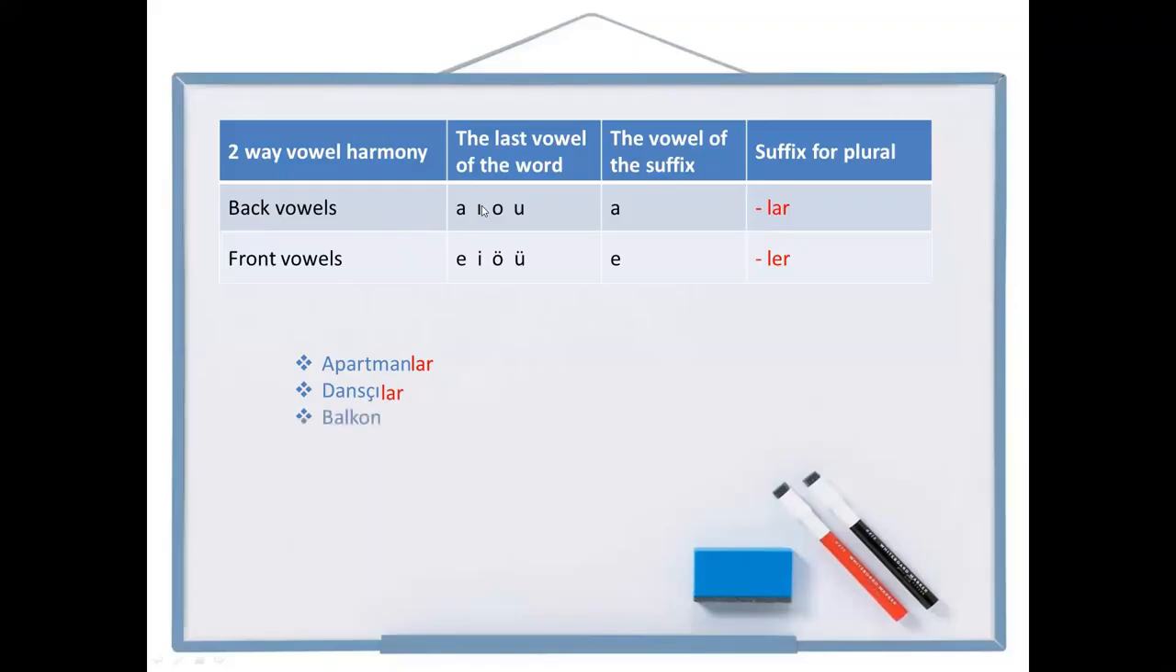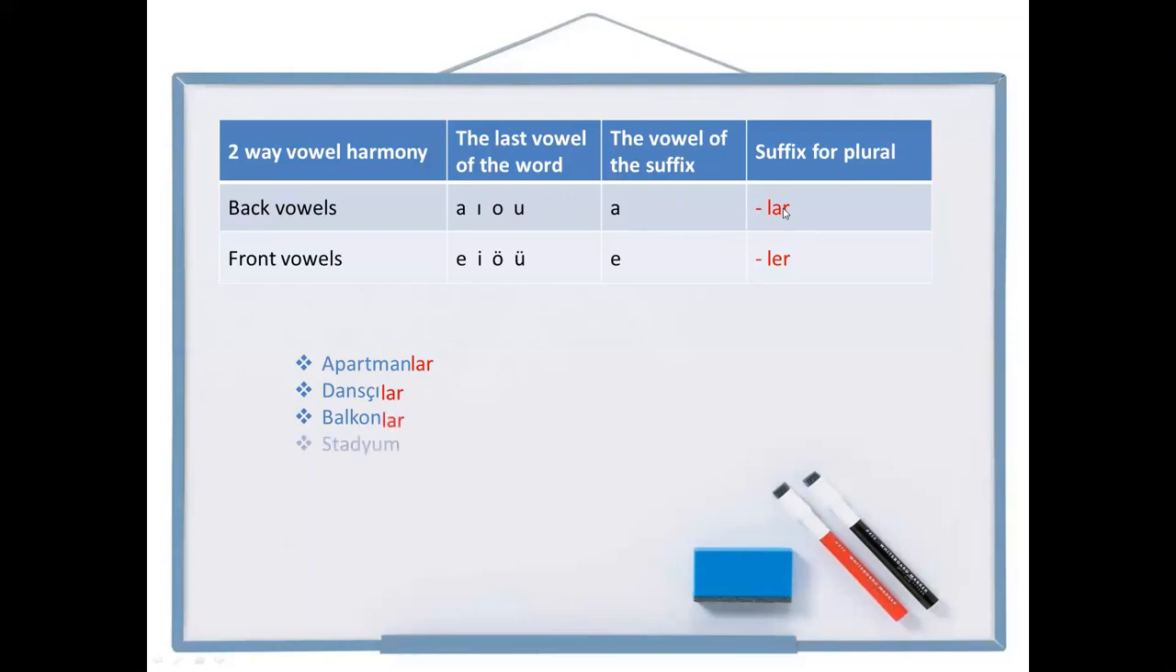Next one, balkon. Balcony. Balkon. But I want to write it in plural form. So is it going to be balkonlar or balkonler? Let's take a look at the last vowel. It is O. O is a back vowel, so it has to be lar because there is a in the suffix.